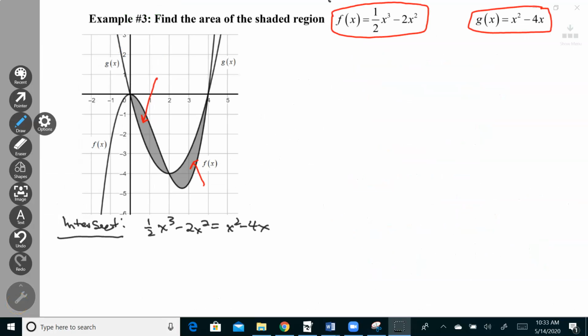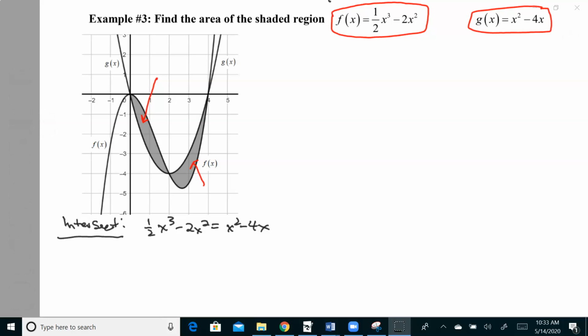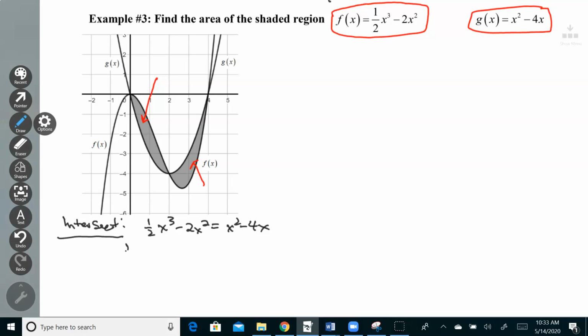Okay, for this next problem, I have to find the area of the shaded region. It's actually regions. I have two shaded regions that are stuck between these curves because these curves overlap a few times, creating these two shaded regions. Yes, I can see on the picture where they do intersect, but I actually want to figure it out algebraically. So I set them equal to each other, bring over what I have to.